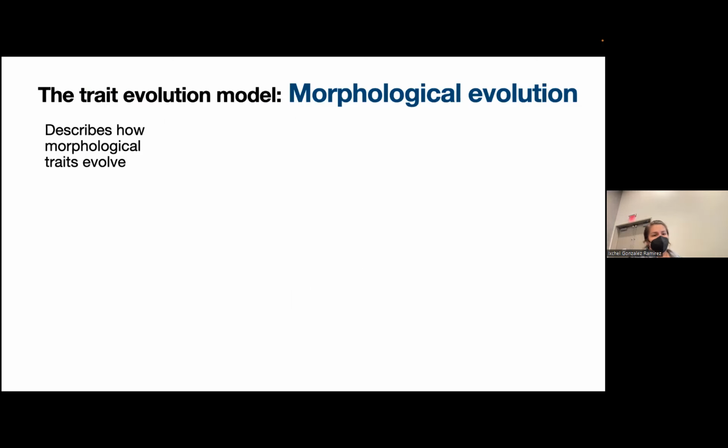For morphological evolution, we need the same: a model that describes how morphology changes. Morphological evolution models are harder. Can you guys tell me some ideas of why modeling morphology is harder?